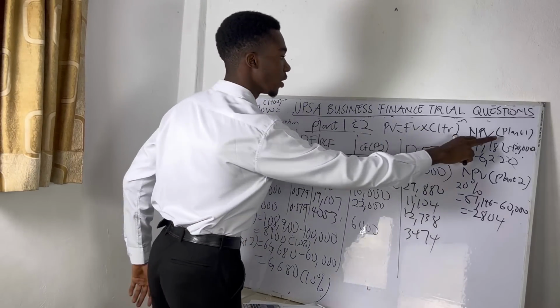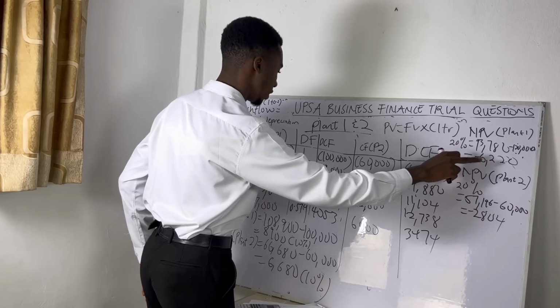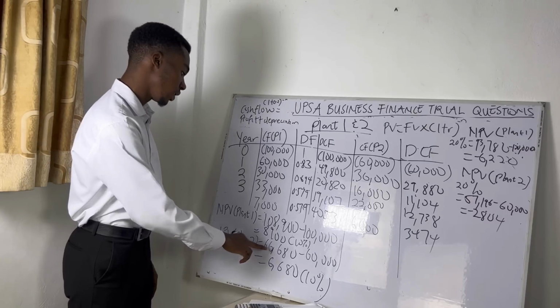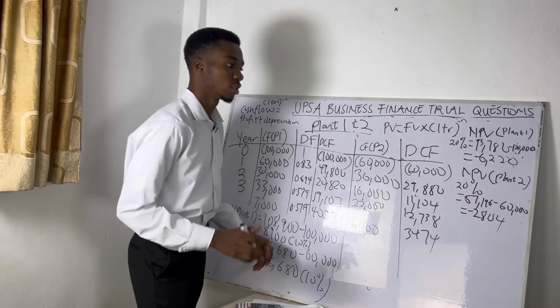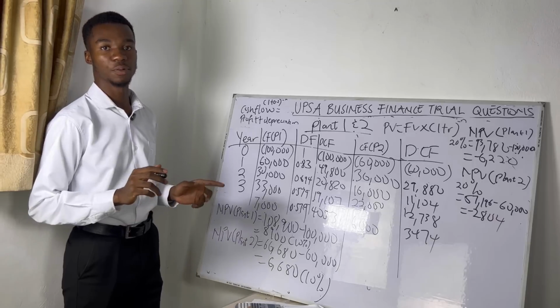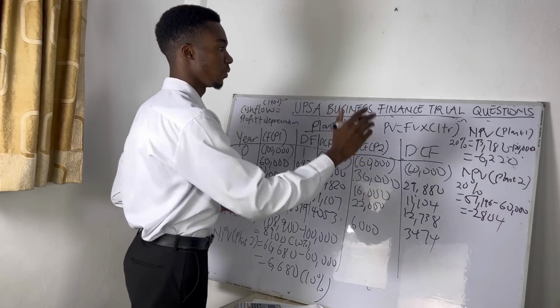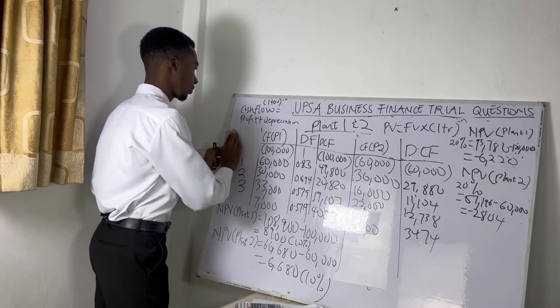So for plant 1, using 20%, we got the negative, which is negative 6,220. Then using the 10%, you got the positive. For plant 2 as well, using 10%, you got the positive, and using the 20%, we got the negative. So now we can use this to find the internal rate of return. Let's find it since we've got all the net present values, the positive and the negative. So we can clean the table now.